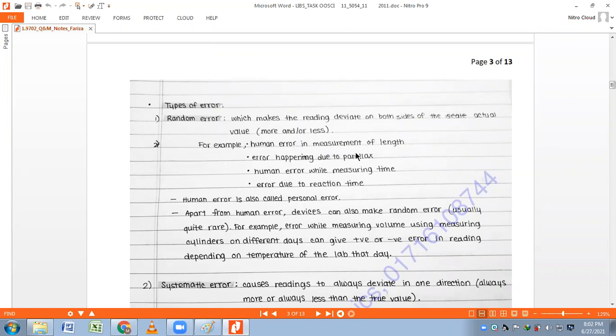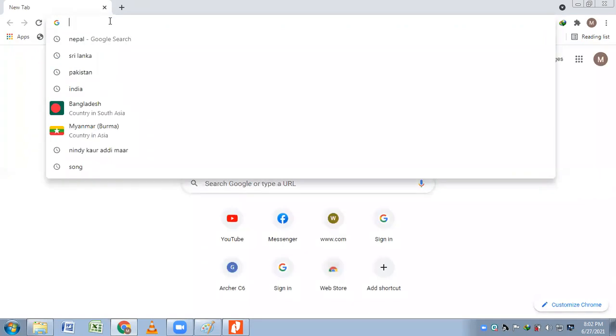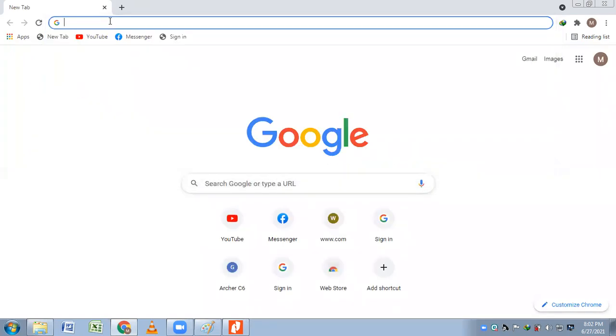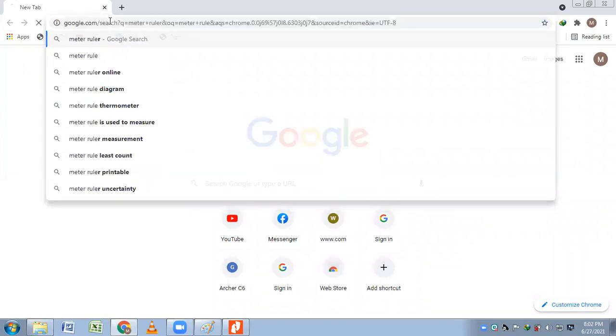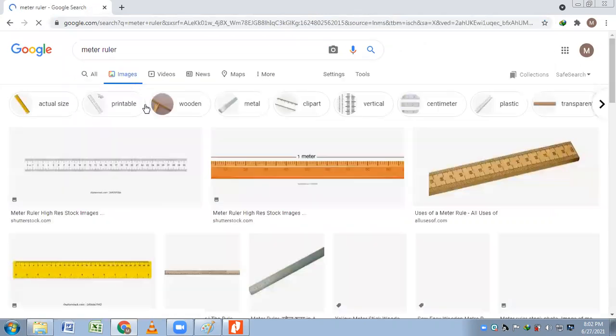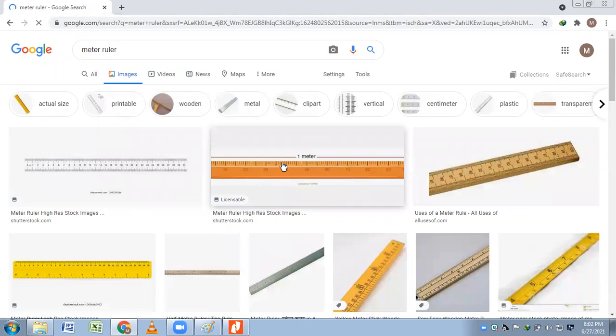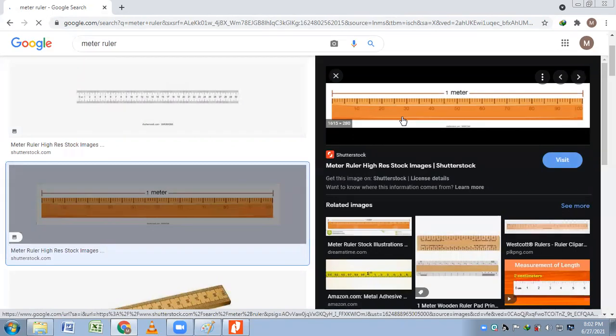Sometimes human beings can make a mess while measuring with a meter scale and mess it up. Let me give you a very weird and not so common, but somewhat possible type of error. Let me just find the meter rule. Okay, so let's say this is a meter rule. A person is trying to measure some length of an object.